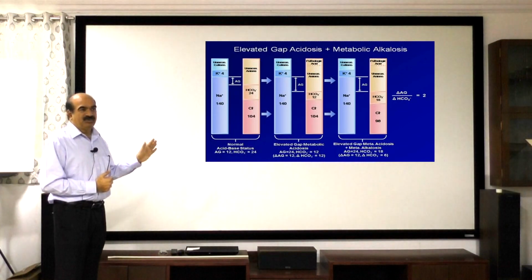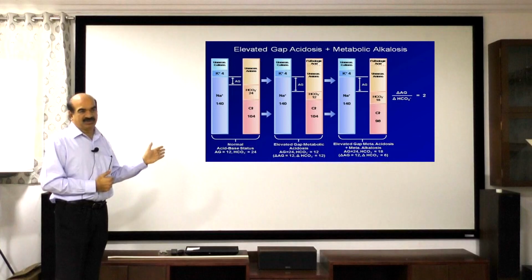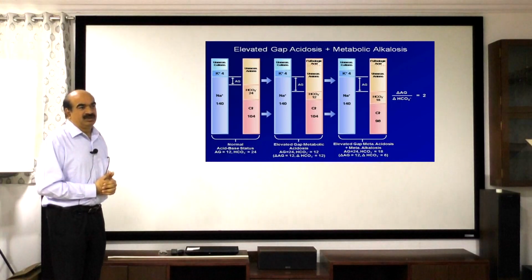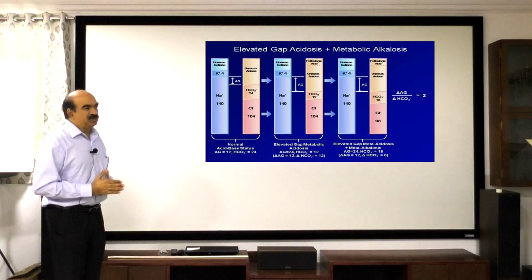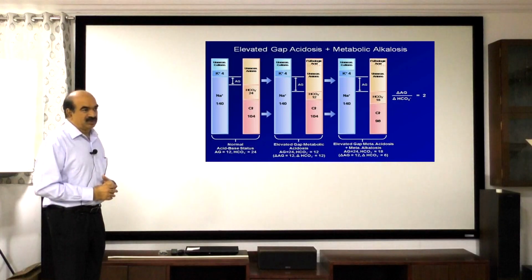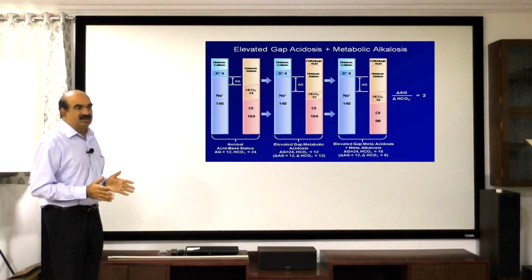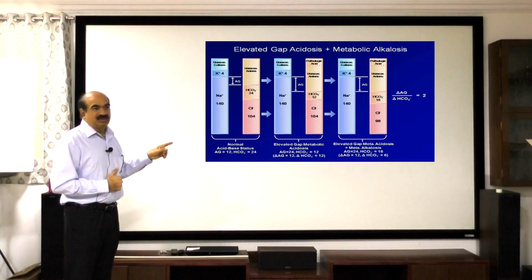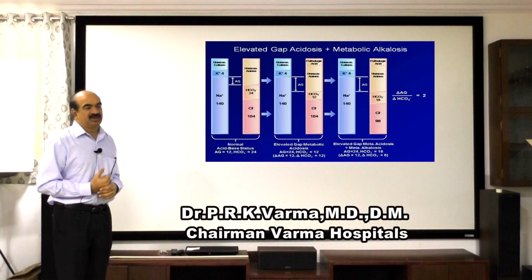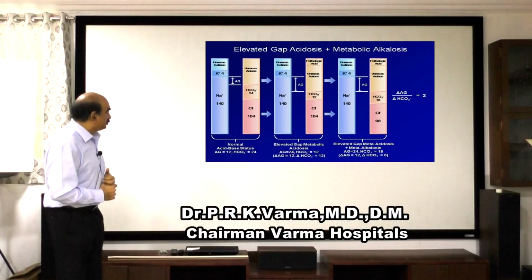The delta ratio will usually be 1 in diabetic ketoacidosis. In diabetic ketoacidosis, if renal function is normal and there is no renal failure, we expect a delta ratio of 1. So if there is no renal failure and the delta ratio is more than 2, we should look for some other additional disorder in a case of diabetic ketoacidosis.